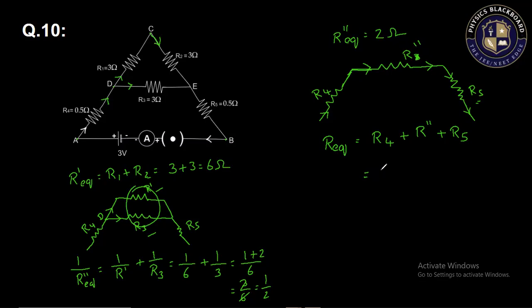What is R4 here? 0.5, plus what is R double dash? 2, plus what is R5 here? Again 0.5. So finally, if you add all this, what will you get? 3 ohms. That is the equivalent resistance of the given circuit.